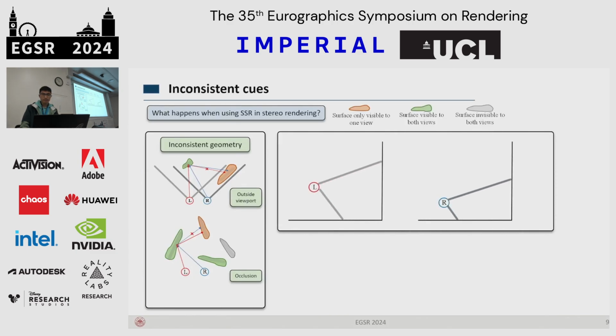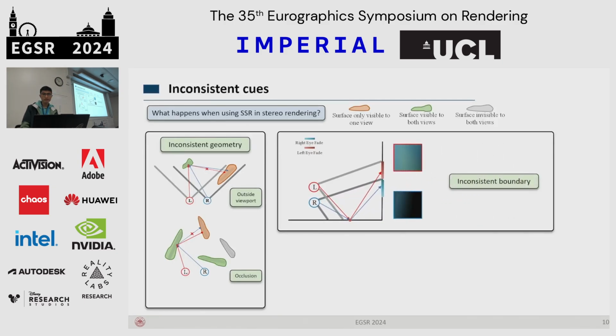In this case, both views can capture information from the reflected surface. In screen space reflection, the blur field is typically used to mitigate the edge color of artifacts. However, if we calculate the field level separately, inconsistent boundary can introduce severe visual discomfort.